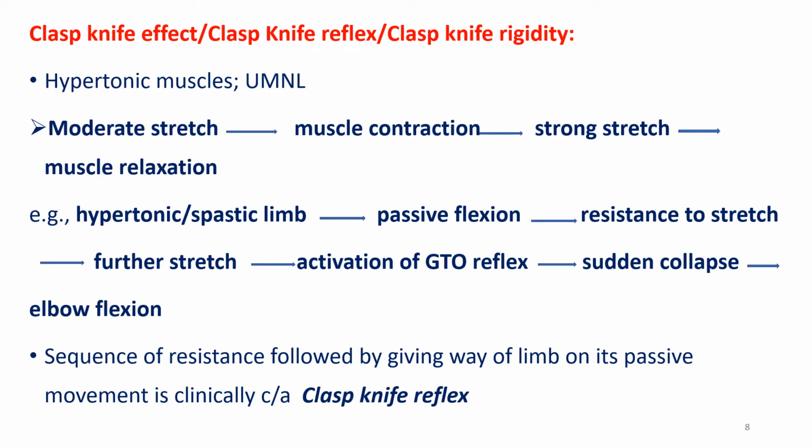So it typically feels like when you try to open up a knife. Initially when you try to open a folded knife or jackknife, you encounter a lot of resistance, and then suddenly it opens up, this gives way to the resistance. So this is a clasp knife effect. This is not encountered in normal persons, but is encountered in patients who have hypertonic muscles, and hypertonic muscles are generally seen in upper motor neuron lesions.